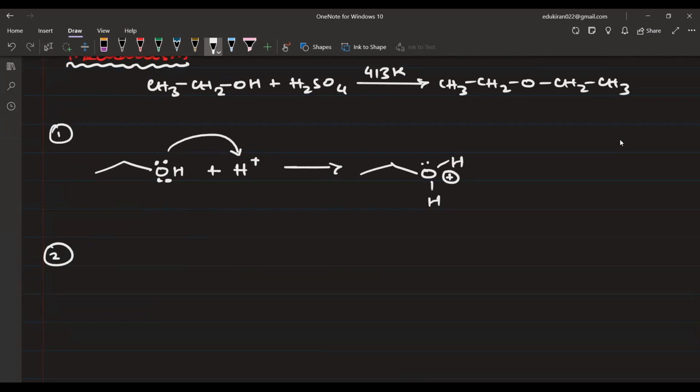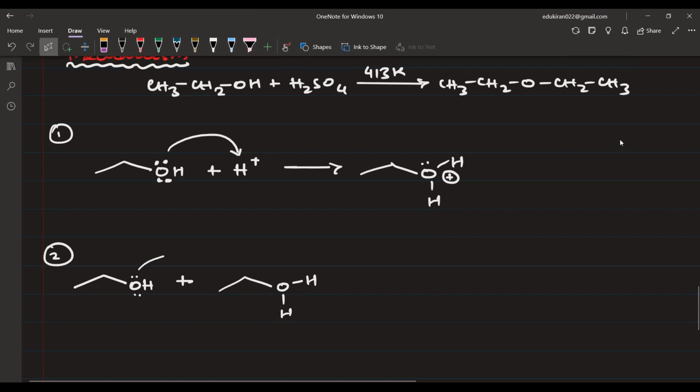So you have OH. Now this protonated alcohol, because not all of the alcohol will be protonated at the same time. There will be some alcohol which has been protonated, and some alcohol which is not protonated. Now, the ones which are not protonated, what they will do, they will attack onto this carbon atom.